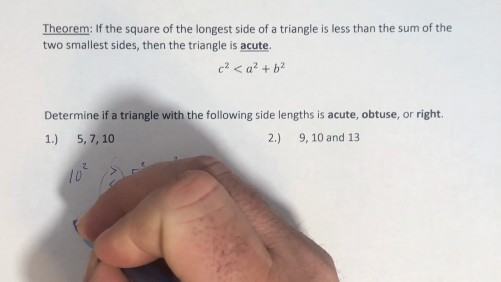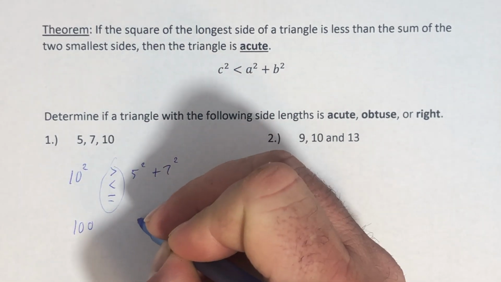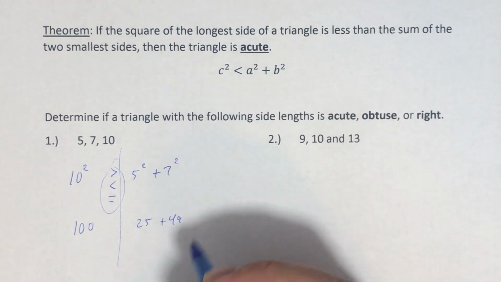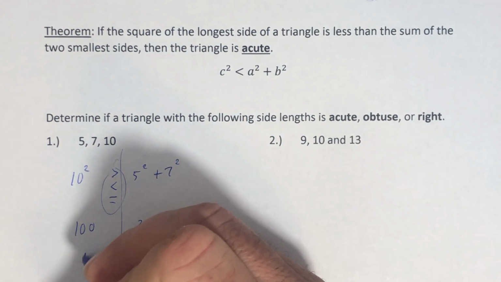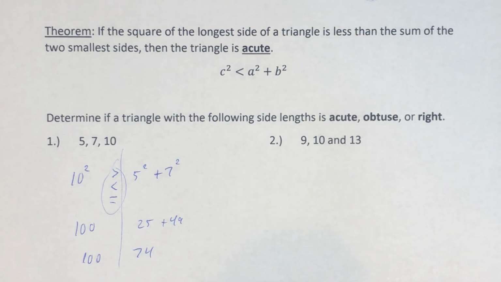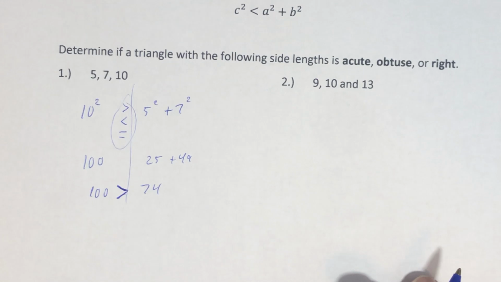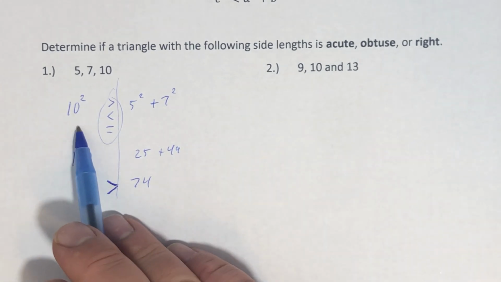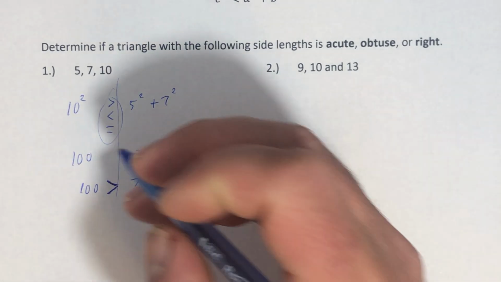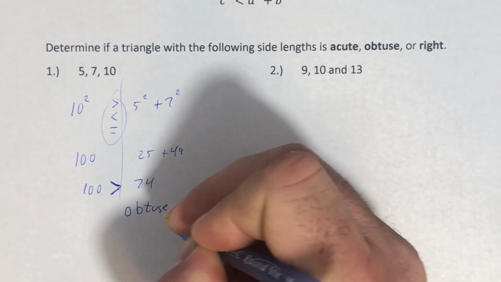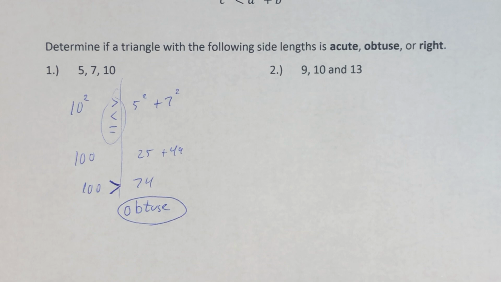So if I do 10 squared here, I get 100. Here I get 25 plus 49, which is 74. So I get 100 over here, 74 over here. So 100 is obviously greater than 74. So since my larger side squared is greater, I have a greater angle, an obtuse angle, okay? So this would be an obtuse triangle.